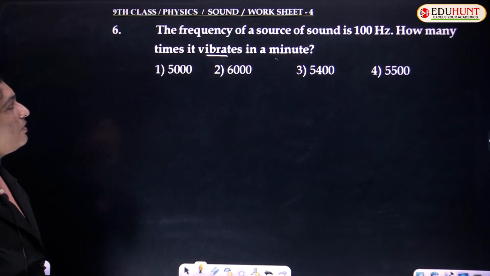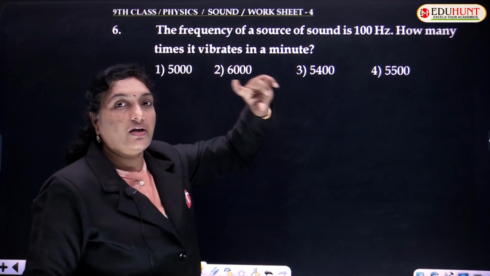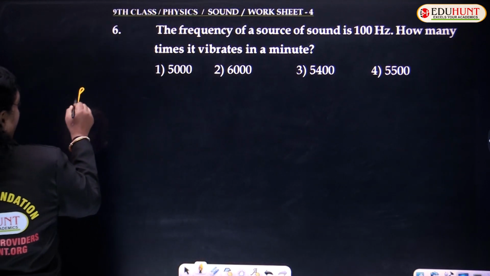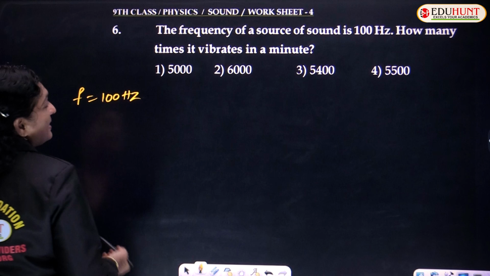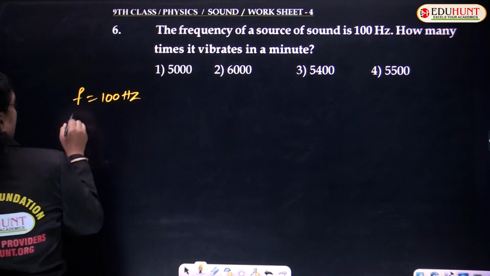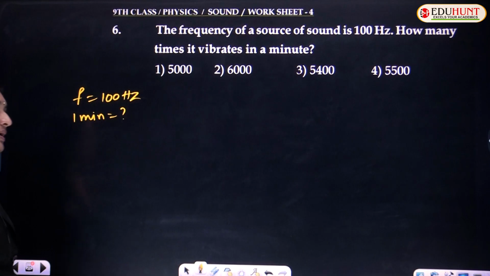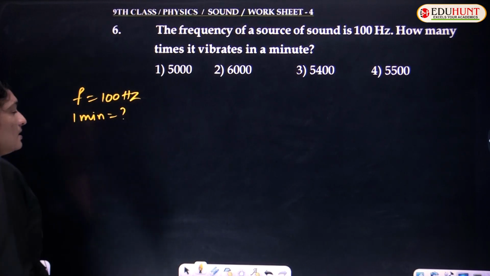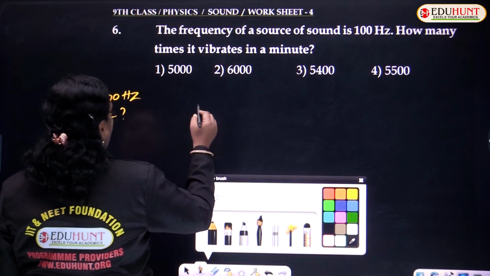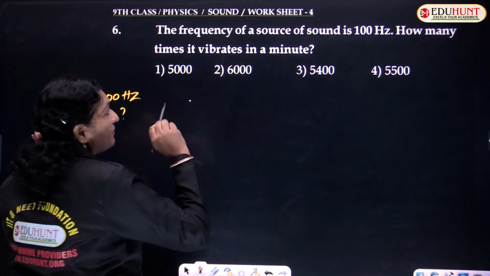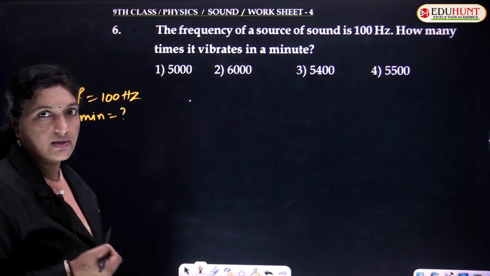Okay. So moving to the next question, children, the sixth question. The frequency of a source of sound is 100 Hertz. What is given? Frequency f was given as 100 Hertz. How many times does it vibrate in 1 minute? In 1 minute, how many vibrations take place? So this is what they were given. So let us rewrite the given data once again, children. So what is given means frequency of a source means it vibrates 100 times in 1 second.